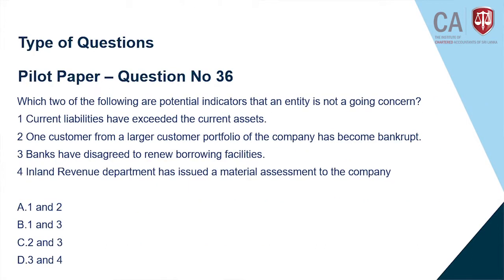Then if you look at the pilot paper, another question from the pilot paper, question number 36. Which two of the following are potential indicators that an entity is not a going concern? Number 1, current liabilities have exceeded the current assets. Number 2, one customer from a large customer portfolio of the company has become bankrupt. Number 3, the banks have disagreed to renew borrowing facilities. Number 4, the Inland Revenue Department has issued a material assessment to the company. Right?